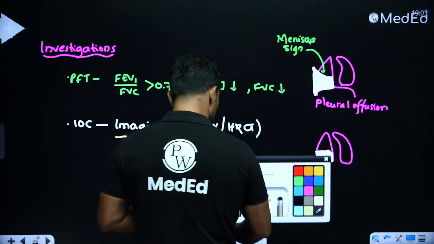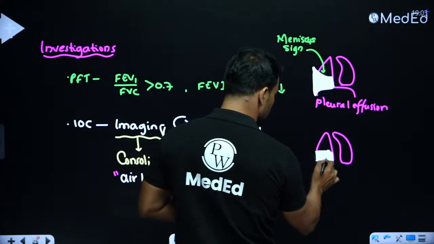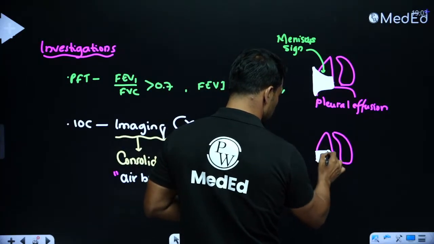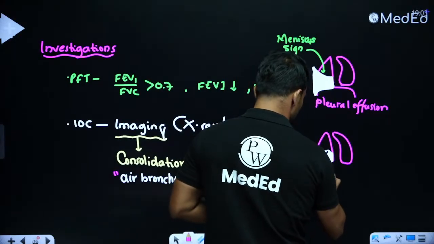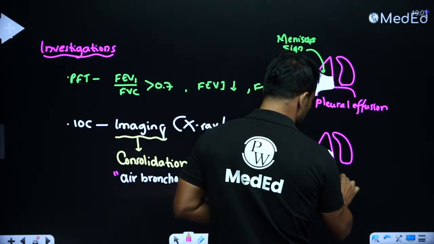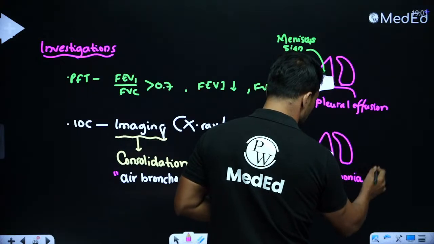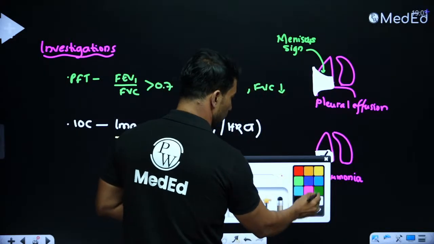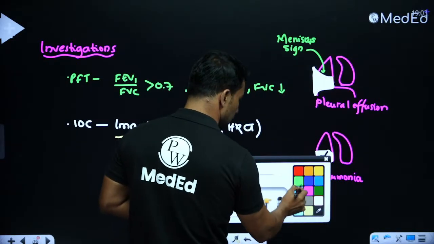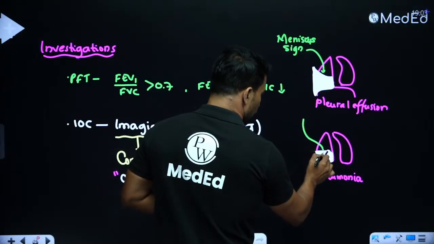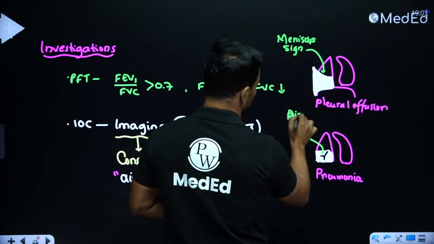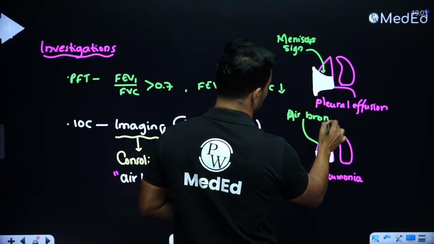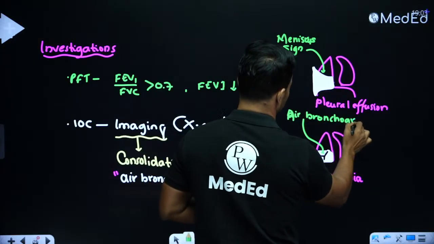And in that opacity, I can still see one of the bronchus running. Then it is suggestive of pneumonia. Mainly it is suggestive of consolidation. Consolidation in the right context is equal to pneumonia. And this visible bronchus, we call it as air bronchogram.